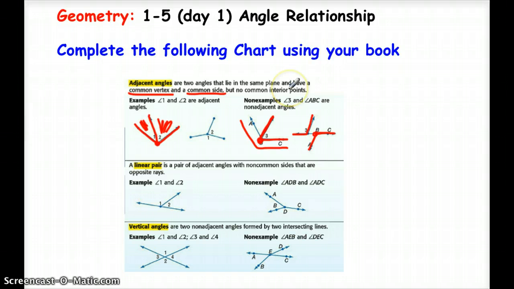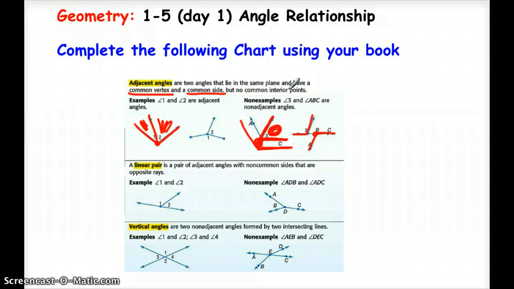When you look at your non-examples, you're talking about 3 and angle ABC, and your first one, yes, they have a common vertex, and you might be saying, well, here's the common side, but they have common interior. That's why those two are not adjacent angles. So next to each other, but they're not overlapping.